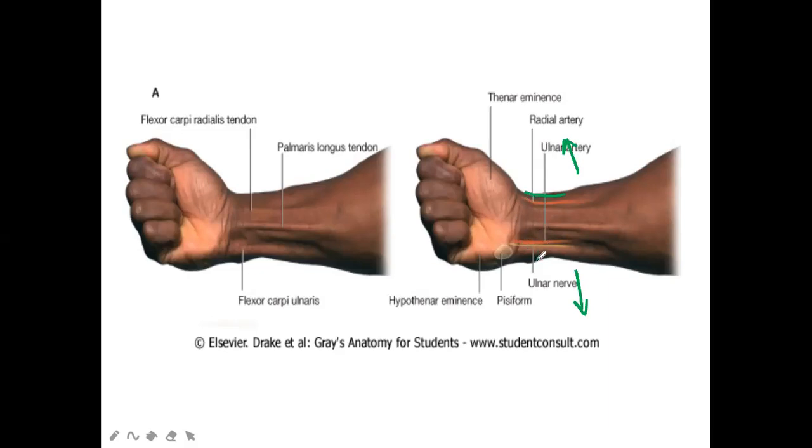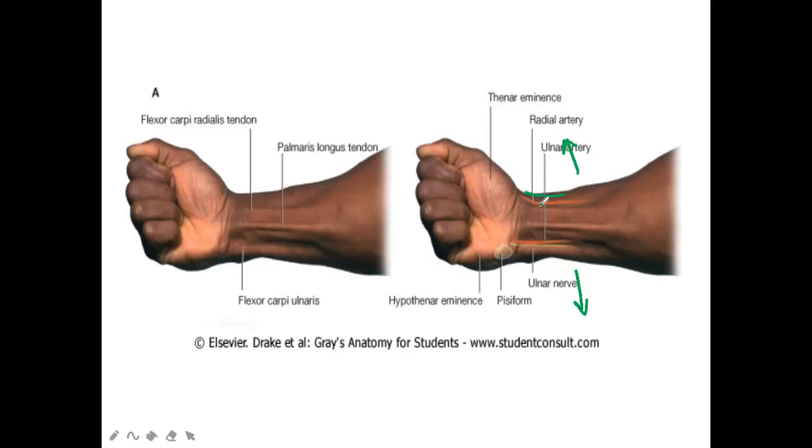So we then understand that we have the ulnar nerve medial to the ulnar artery, right? That's true. Or the ulnar artery lateral to the ulnar nerve, that's true. And then here we have the radial artery medial to the superficial branch of the radial nerve. Or you can say the superficial branch of the radial nerve is lateral to the radial artery, that's true as well.